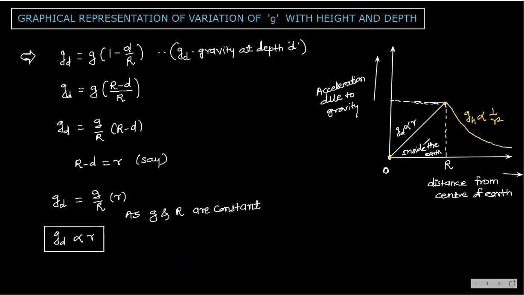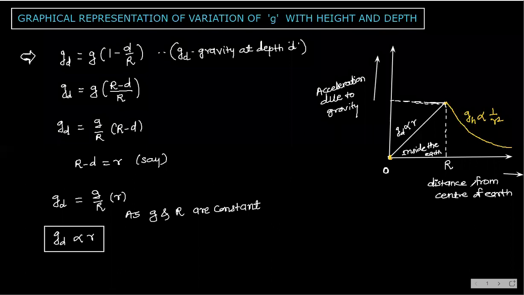So see, this is the center. From center to the surface, as you are increasing the R, the distance from center, this is very important, gravity increases. Similarly, when we are going above the earth surface, as you are increasing the distance, gravity decreases. And what is the relation? GD is directly proportional to R, GH is inversely proportional to R square. Okay?